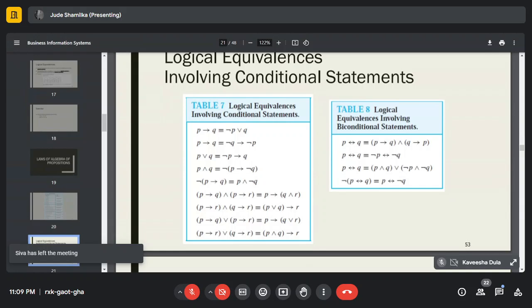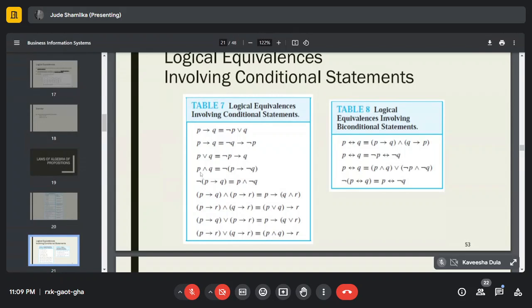Adding a negation, and I think that is clear. And the next thing, here.